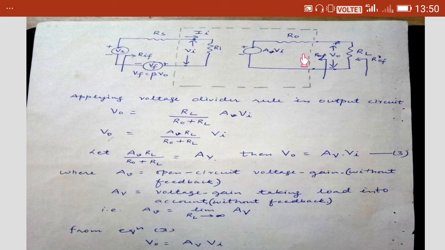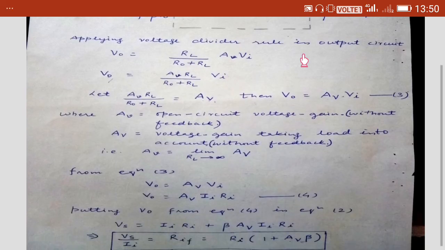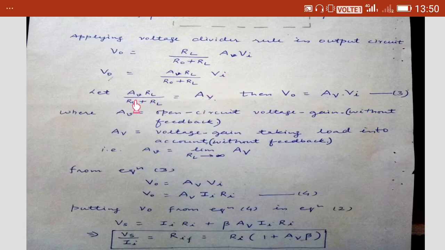Now at this point, let us assume this quantity, Av RL upon R0 plus RL, equal to capital Av. There is some reason behind this, and we will discuss it in a few moments. But if we assume this, then V0 will become capital Av into Vi. This is our equation number 3.